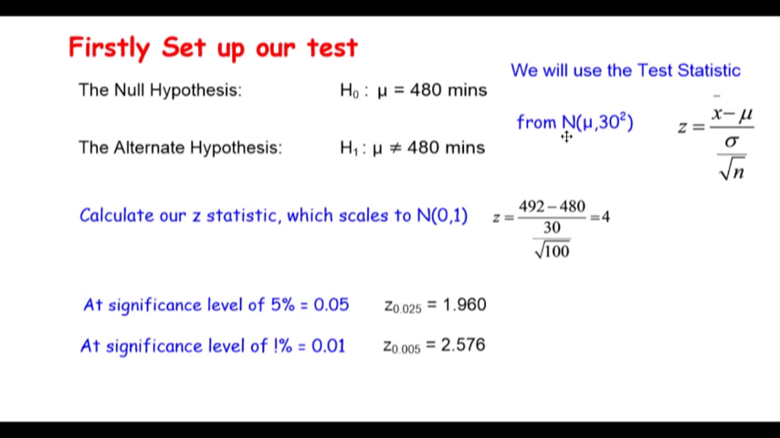Now, we're using our Z statistic again, X bar, the sample mean, minus the population mean mu, which is 480, over sigma, which is the standard deviation of the population, which is actually 30, over the square root of the sample size, which is 100. And our Z statistic actually turns out to be just a nice number, 4.